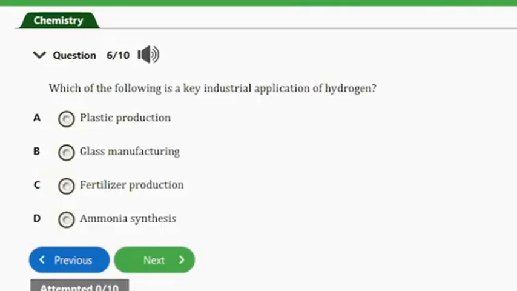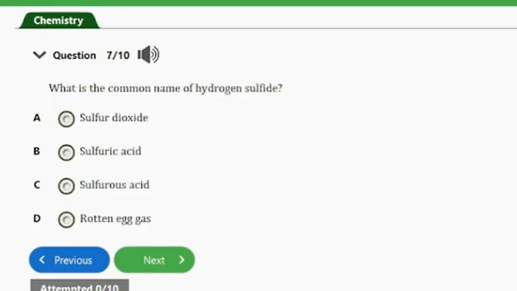Question number 6. It says, which of the following is a key industrial application of hydrogen? A, plastic production, B, glass manufacturing, C, fertilizer production, D, ammonia synthesis. The answer to this question yet again is option D, and that's ammonia synthesis. Hydrogen is an essential component in ammonia synthesis because it combines with nitrogen to form ammonia. So that's it for this question. Let's consider the next question.